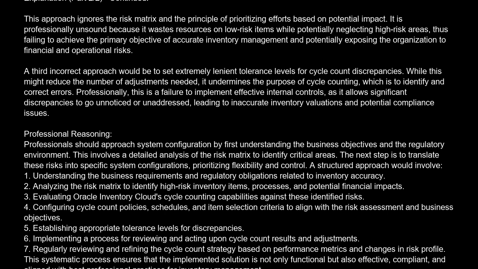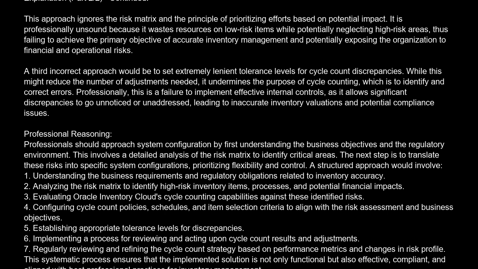A third incorrect approach would be to set extremely lenient tolerance levels for cycle count discrepancies. While this might reduce the number of adjustments needed, it undermines the purpose of cycle counting, which is to identify and correct errors. Professionally, this is a failure to implement effective internal controls, as it allows significant discrepancies to go unnoticed or unaddressed, leading to inaccurate inventory valuations and potential compliance issues.